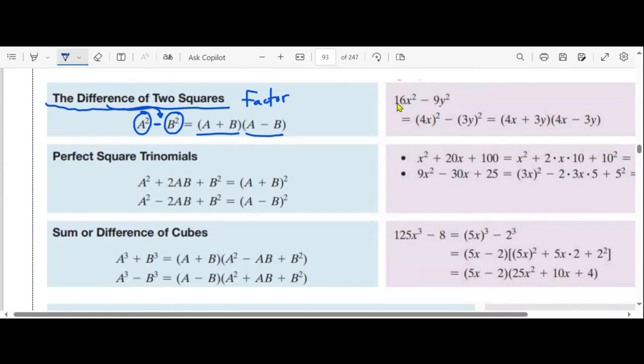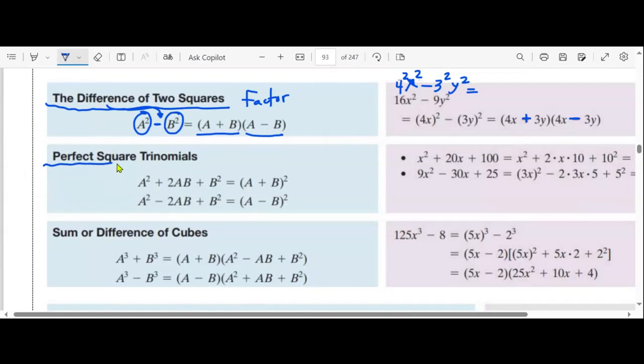For example, 16 is 4 squared. Then you have x squared minus 3 squared, y squared. So how do you factor this? You will say what? 4x plus 3, 4x minus 3. One time is minus, one time is what? Positive. Is this clear?